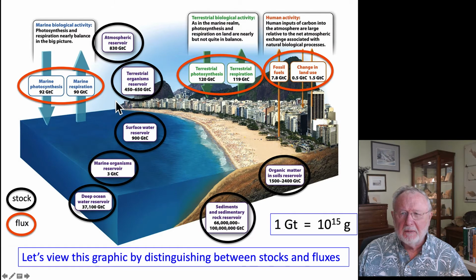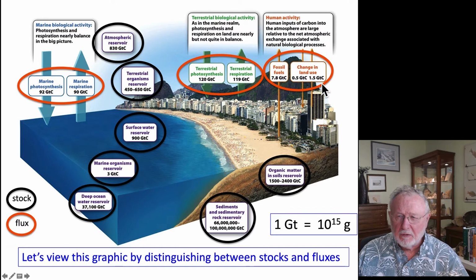Where humans come into play and we're altering things is that we're adding about 8 gigatons of fossil fuel every year. We're also adding about a half a gigaton to 1 gigaton, depending on how much forest we're taking down. Because we are adding it, the question might become, how much of this carbon which we're adding ends up in the atmospheric reservoir or ends up as part of the fluxes?